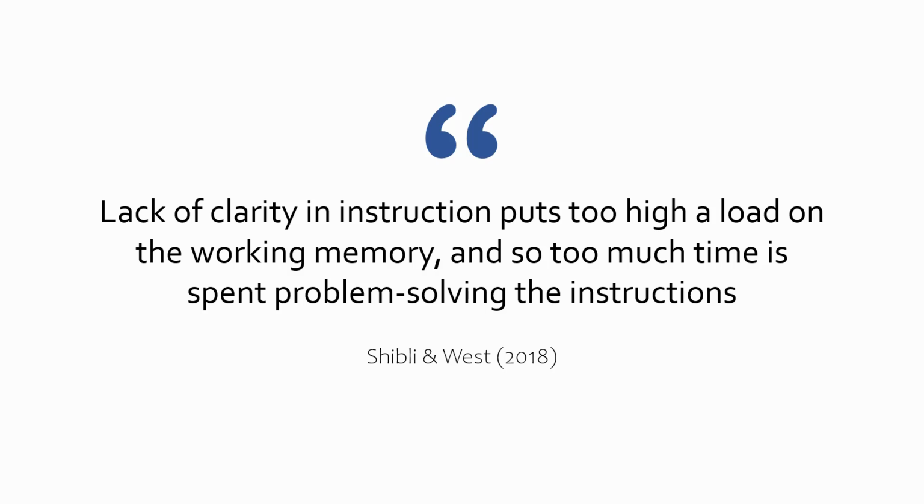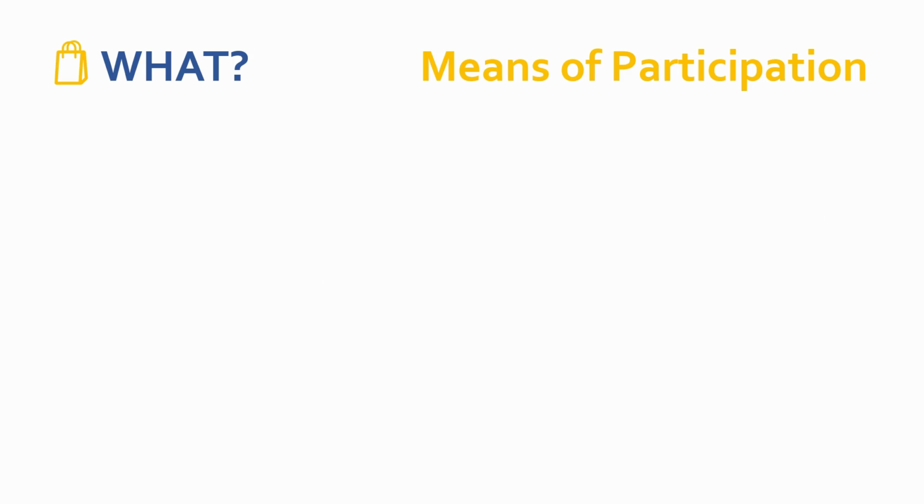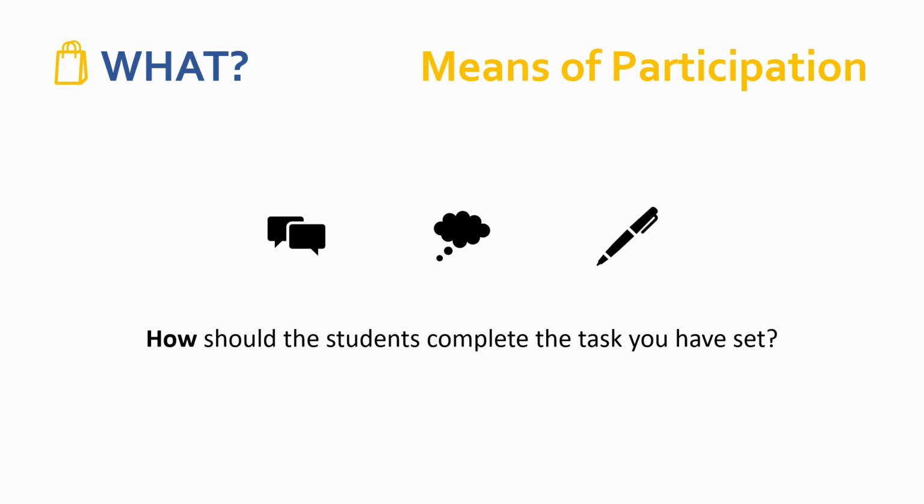Shibley and West 2018 say this in Impact Journal. Lack of clarity in instruction puts too high a load on the working memory, and so too much time is spent problem solving the instructions. So this video is about one way among many that we can maximize the clarity of our instruction, so our students can get on thinking about the topic rather than figuring out how they're supposed to participate or complete a particular task. So means of participation simply means how the students should complete the tasks you set. What precisely do you want them to do and in what way?